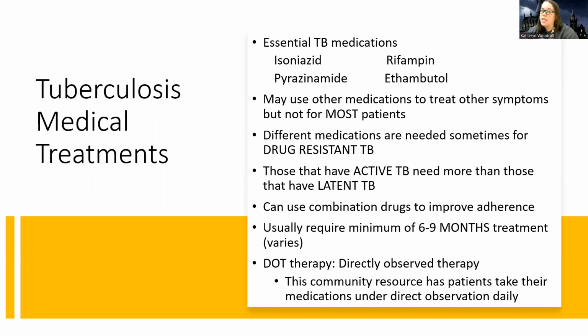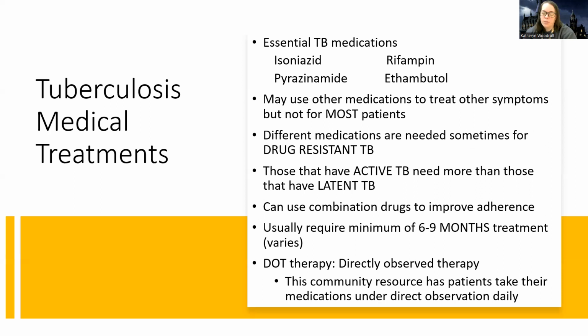Different medications are needed if they have drug-resistant tuberculosis. And if they have latent tuberculosis, they're not going to need as much treatment as if they have active. There are combination drugs because these are a lot of meds and they have a lot of side effects, and it's sometimes hard to keep up with everything. So it does help to improve adherence. But most patients with active tuberculosis require around 6 to 9 months of treatment. So this is a long-term treatment.